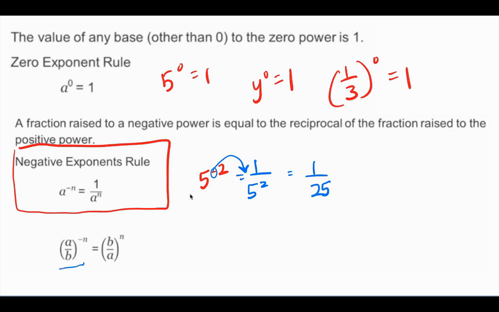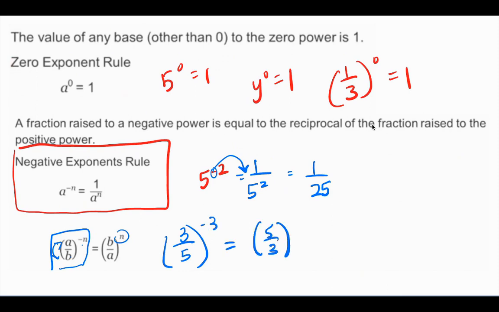Now, if you have a fraction taken to a negative exponent, the easiest thing to do is take the reciprocal. So a fraction raised to a negative power is equal to the reciprocal of the fraction raised to the positive power. So if we have a over b to the negative n, we just flopped a and b and made the exponent positive. So 3 over 5 to the negative 3 power is the same thing as 5 over 3 to the positive 3 power. And then you can solve it from there. So those are three very important rules to know to solve these things.